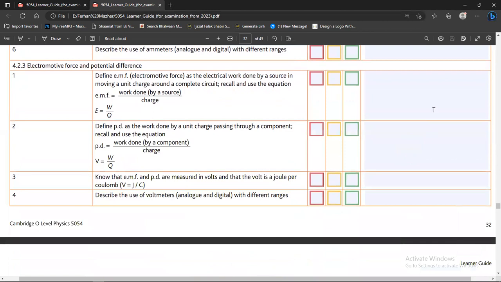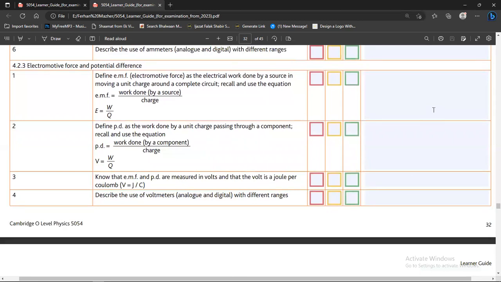Electromotive force and potential difference. Define EMF, electromotive force, as the electrical work done by a source in moving a unit charge around a complete circuit. Recall and use the equation: EMF is equal to work done by a source divided by the charge, E equals W divided by Q.